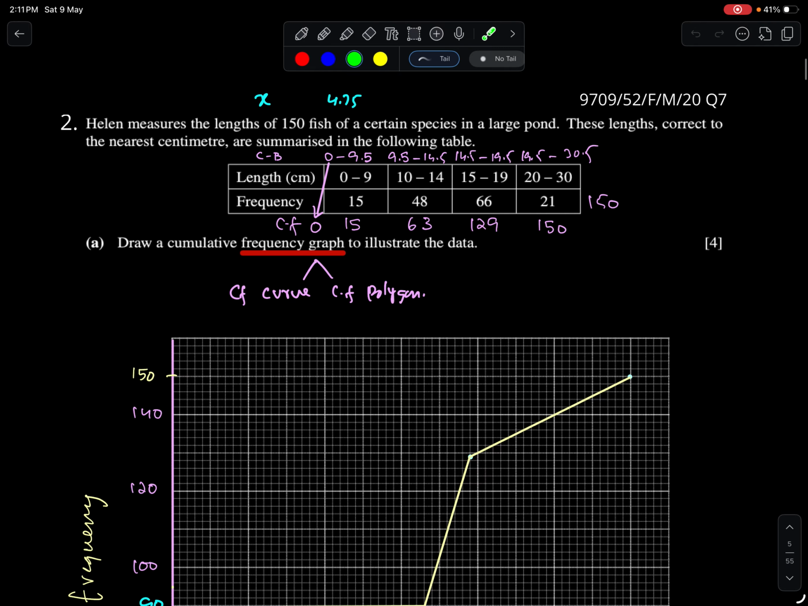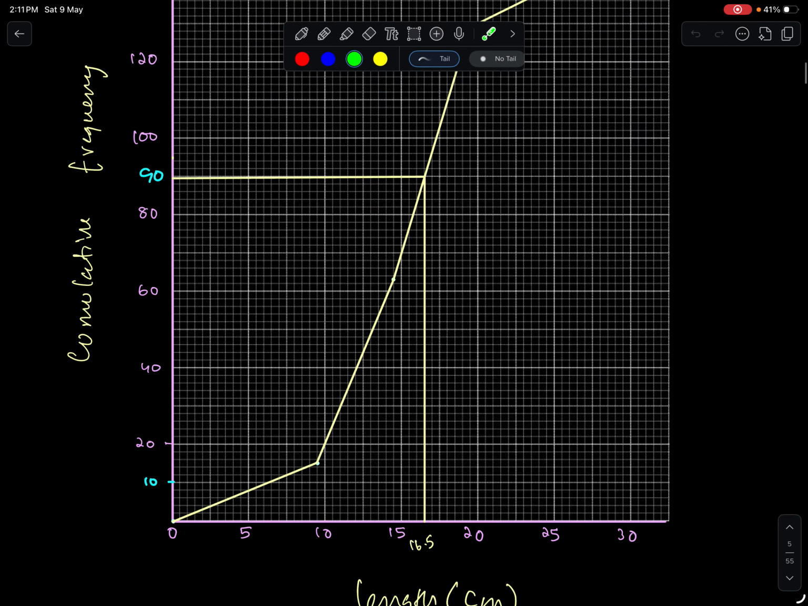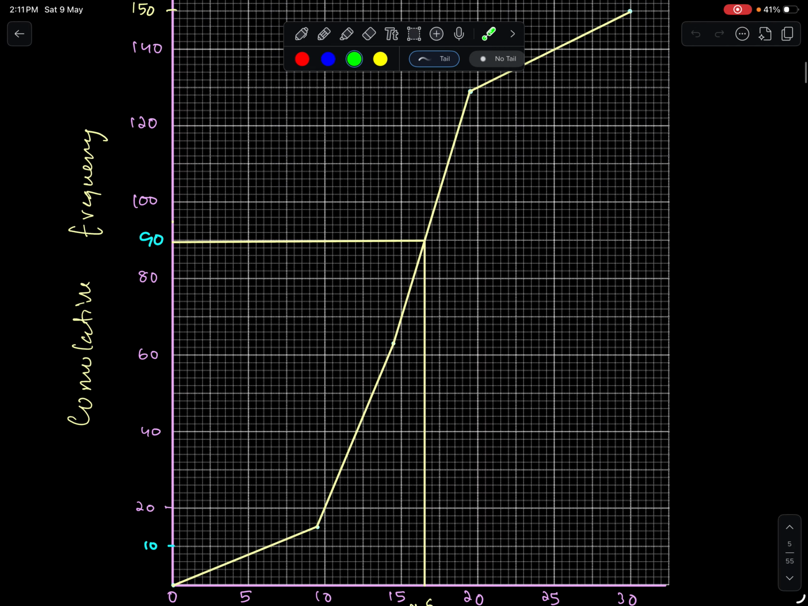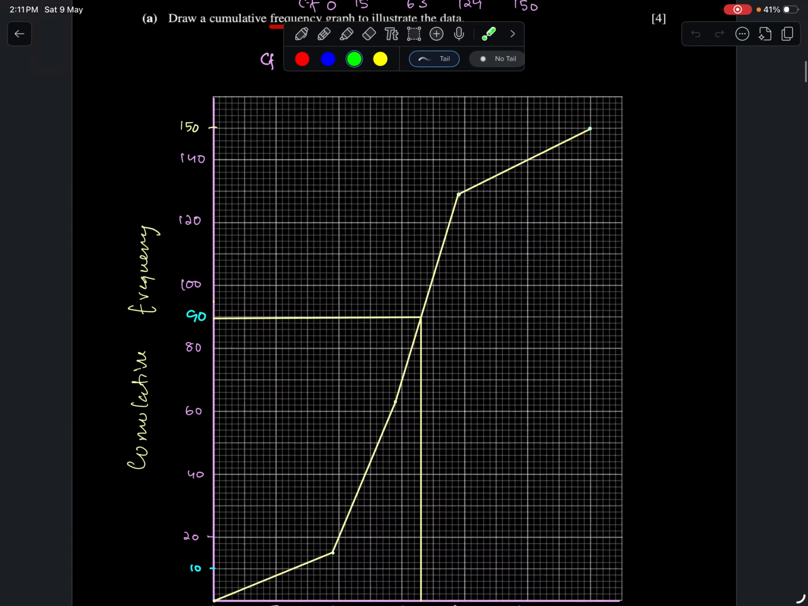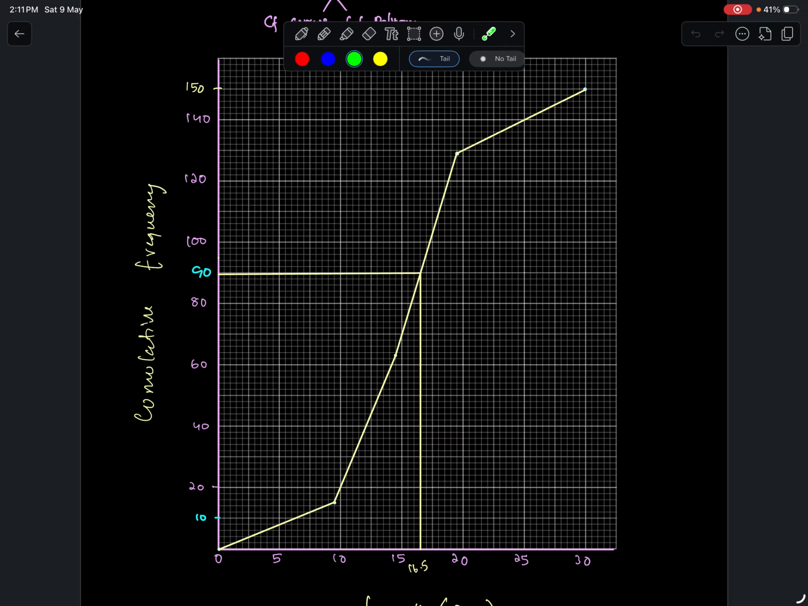Now this is a cumulative frequency graph. So draw the cumulative frequency curve instead of a polygon. It's better to draw the curve because in the exam they prefer a curve. This is a polygon, this is also fine, but try to draw a curve.